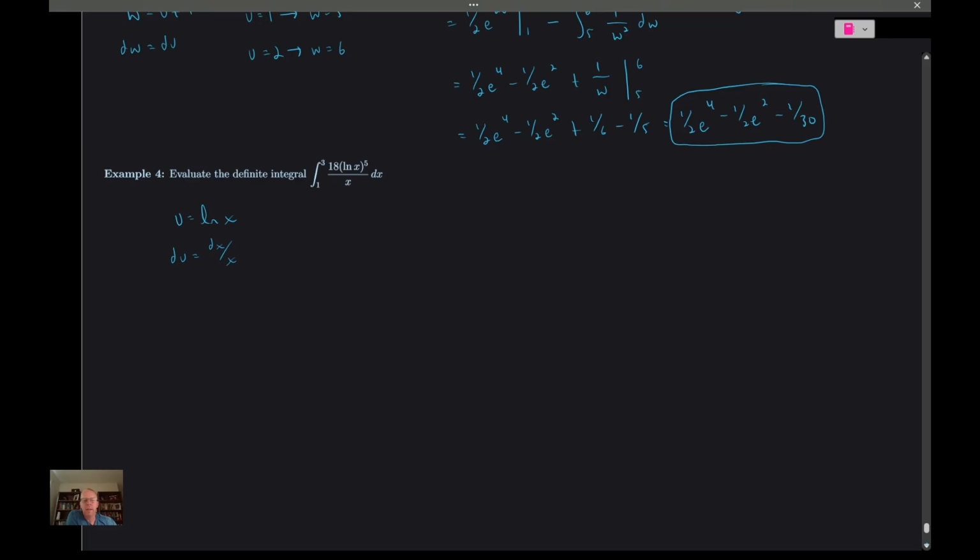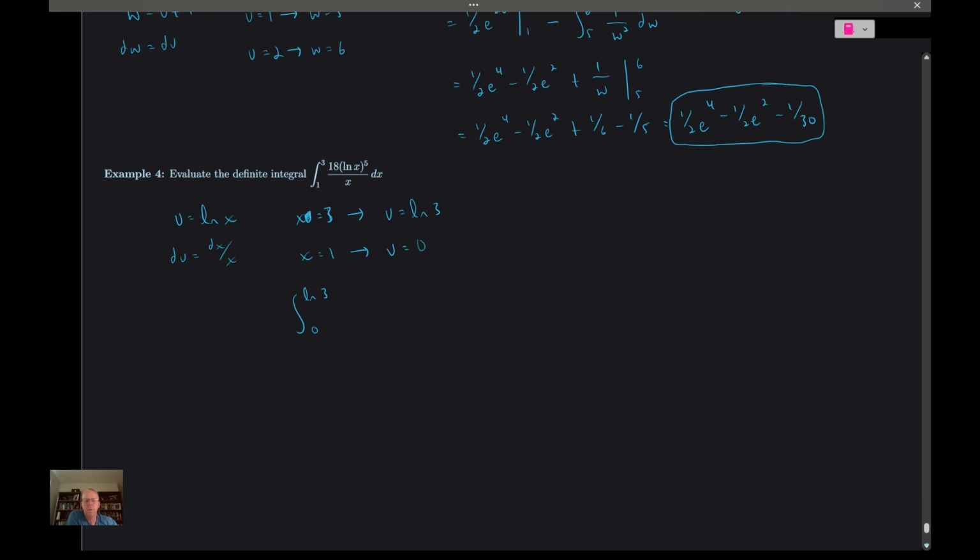And then let's change these limits. So if x is 3, because that's what we started with, u is ln of 3. Now don't evaluate that, just leave it ln 3. If x is 1, u is ln of 1, which is 0. So this changes our integral from 0 to ln of 3. Now, this may look a little bit weird because we're used to seeing just regular numbers, but ln of 3 is just a number, so it's fine.